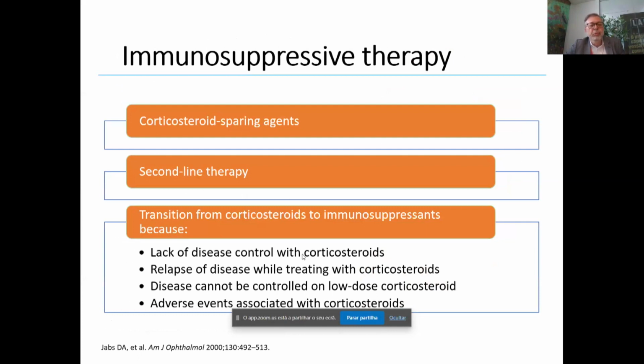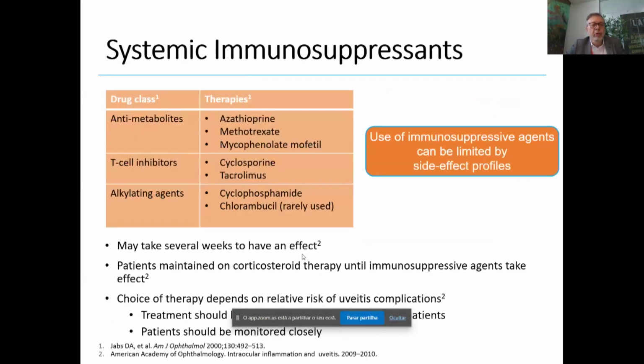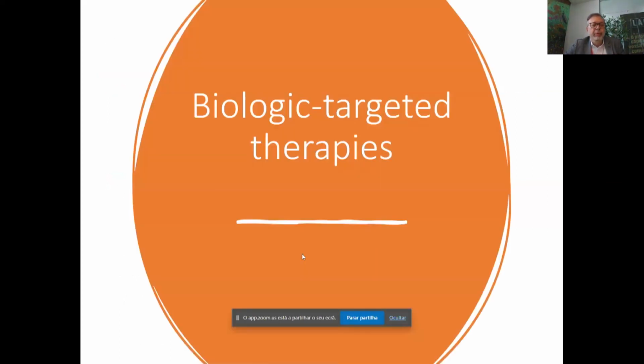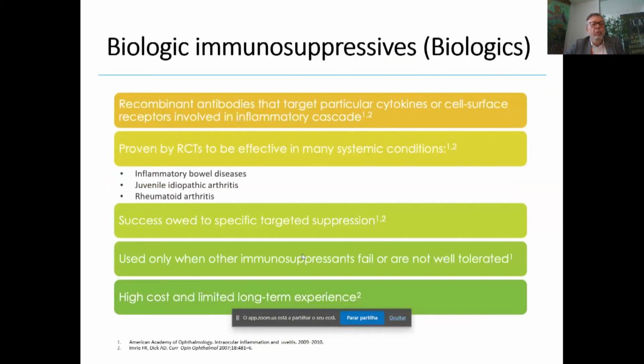They are usually used when there is a lack of disease control with steroids, or the dose necessary is too high, or the disease is frequently relapsing on steroids. These are the ones most frequently used, the antimetabolites especially, and of course the T-cell inhibitors are still available, but less and less used these days. And as I mentioned before, the alkylating agents. The problem with immunosuppressive agents is that they can be limited by their side effects, and they need expertise in monitoring. So the key points in this immunosuppressive therapy are that they are your second line and they spare the side effects of the steroids. There is limited data from randomized clinical trials, but that limited data suggests the effectiveness of these agents is very similar. Finally, biologic therapy, we're all going more and more into that.